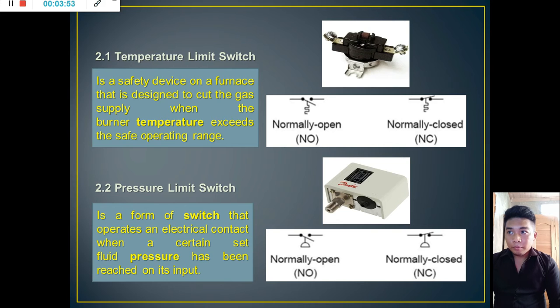So we normally find the pressure limit switch in pressure tanks or compressors. You can see it in an analog meter.